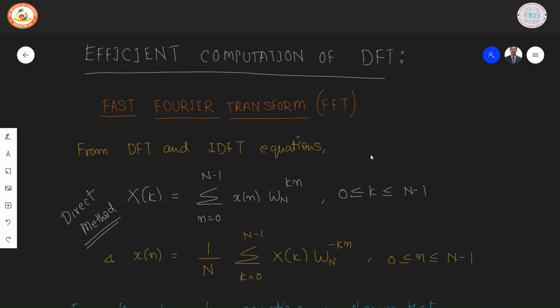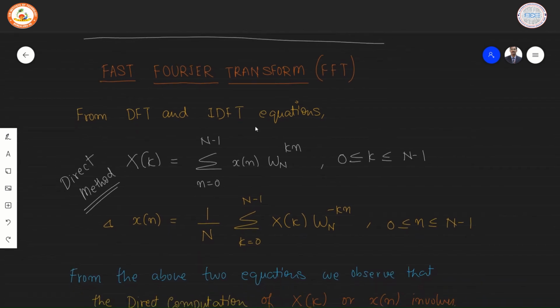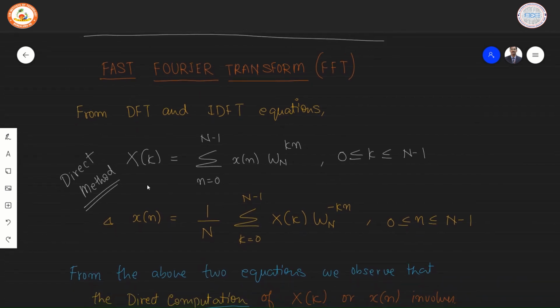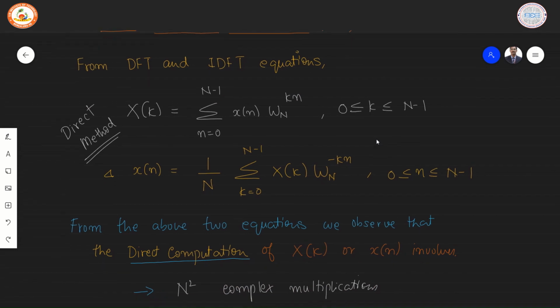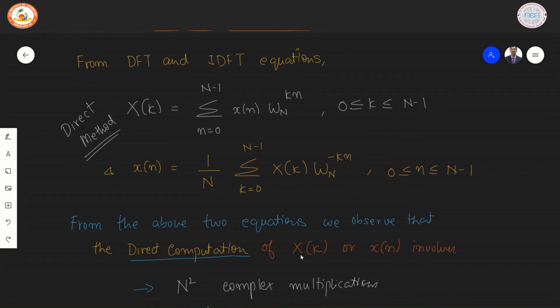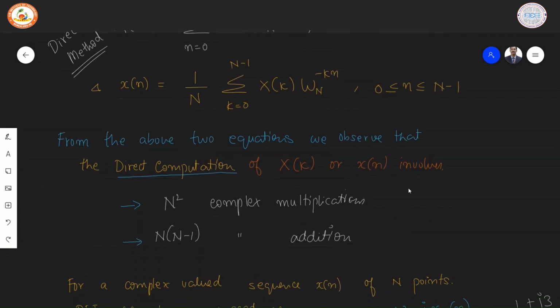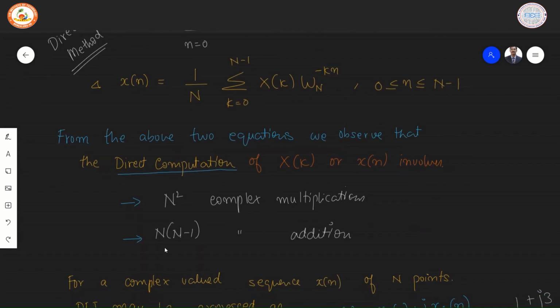Now, let us start with the equations of DFT and IDFT. The application of the formula and getting the results is known as the direct method of calculating DFT and IDFT. Now, from the above two equations, we observe that the direct computation of X(k) or x(n) will involve N square complex multiplications and N into (N minus 1) complex additions.